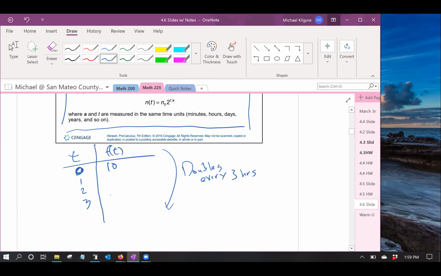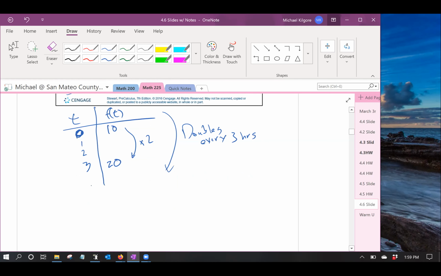$270. Nope. Doubles every 3 hours. So in 3 hours, I'm going to multiply it by 2. I mean 20. Thank you. Okay. My mistake. Oh, that's cool. Right. So what about in 6 hours? The next 3 hours, we're going to multiply by 2. And so after 6 hours, there will be 40. Okay.